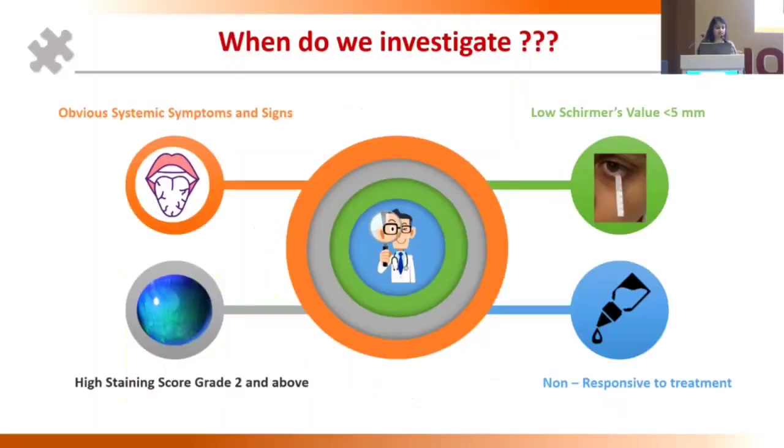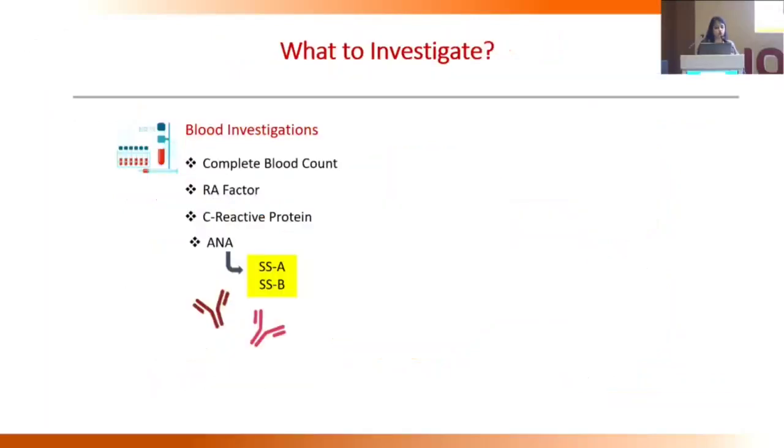So when do we investigate? When there are obvious systemic symptoms and signs, low Schirmer's value not improving with lubricants, and higher staining score above the grade of 2. What do we investigate?